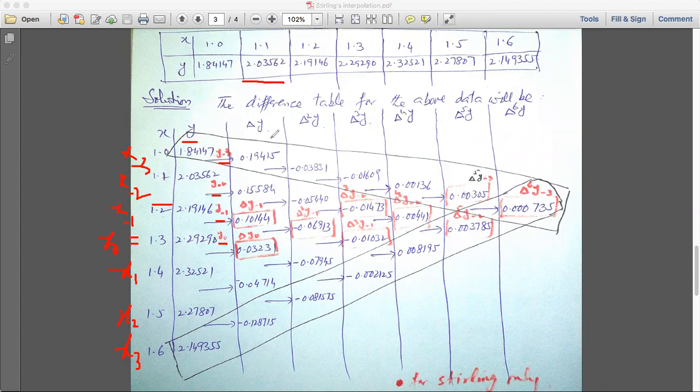Now find the difference. Delta y कैसे find करेंगे? Difference of these two values. ठीक है. 2.03562 minus 1.84147. इसका difference find करें तो ये वाली value आ जाएगी. Similarly, find the difference of these two values. तो हमारे पास second value आ जाएगी, third, fourth and so on. तमाम के तमाम values का हम difference find करेंगे. Now this value will become delta y naught. ये delta y naught हो जाएगी.